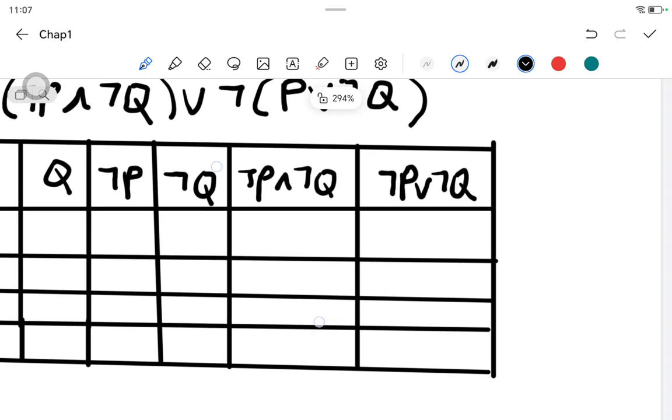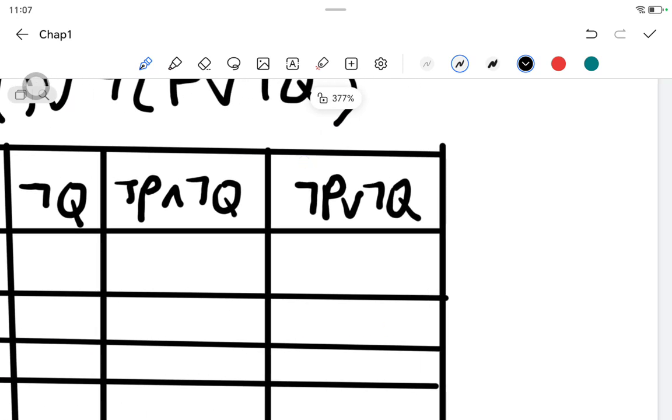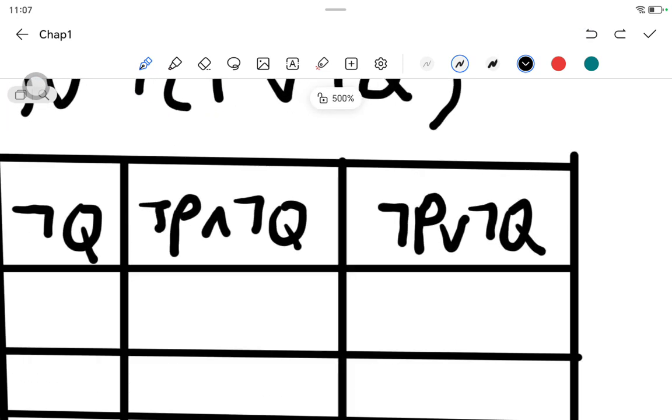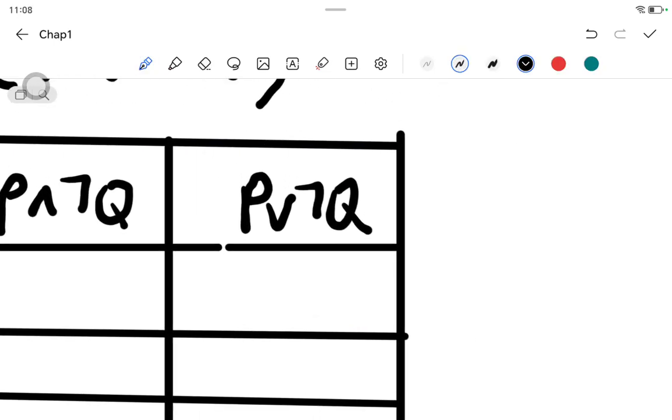Now this side we have the negation of this. Remember, this is negated. This one is not a negation, right? This is just P. Now remember this one is negated here, so we're also going to negate it.